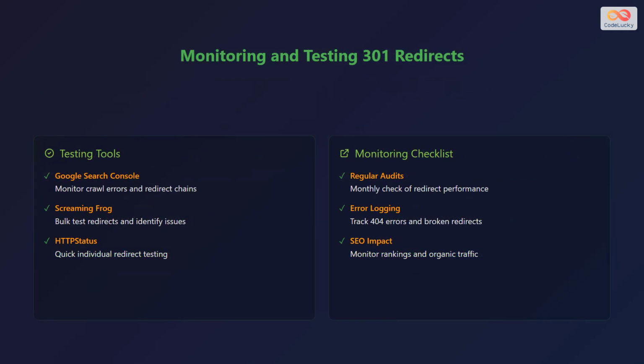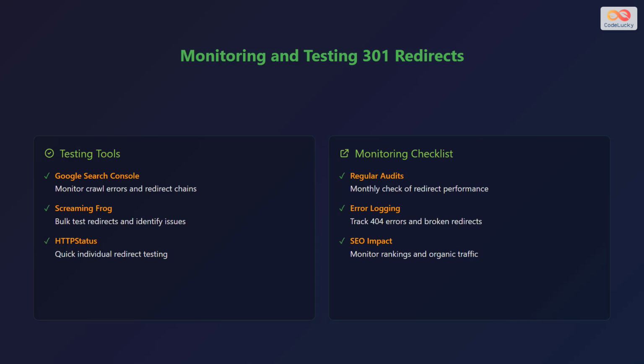To ensure your 301 redirects are working correctly, it's essential to monitor and test them regularly. Several tools can help you with this process. Google Search Console helps you monitor crawl errors and redirect chains. Screaming Frog helps you bulk test redirects and identify issues. HTTP Status provides quick individual redirect testing.